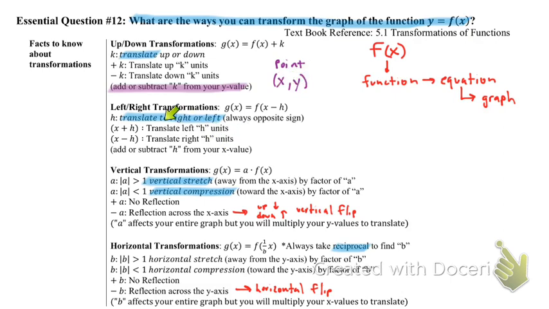Our h, on the other hand, remember, it's always the opposite sign. Our h will add or subtract to the x value of our point. So we'll add or subtract here. Our a value affects the graph, and the way you use it is you will multiply.